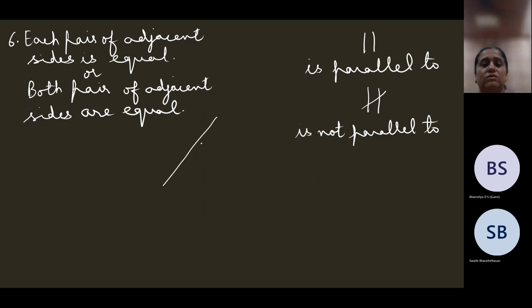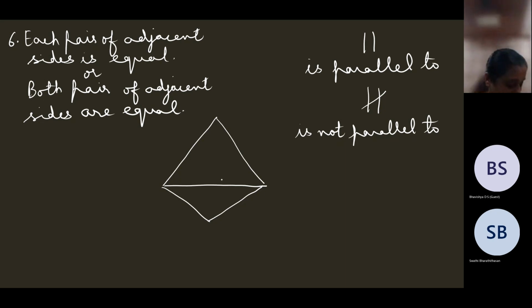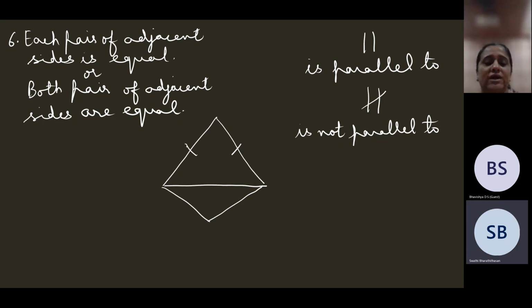So now, a kite is actually two isosceles triangles with the same base. Two different isosceles triangles, not identical. That's why this side is equal to this side. You know that in an isosceles triangle, two sides are equal. So this is an isosceles triangle. This also is an isosceles triangle. So a kite is basically two isosceles triangles with a common base.